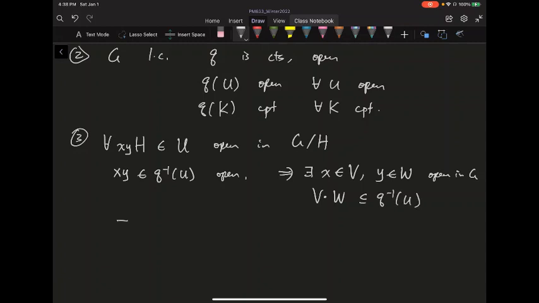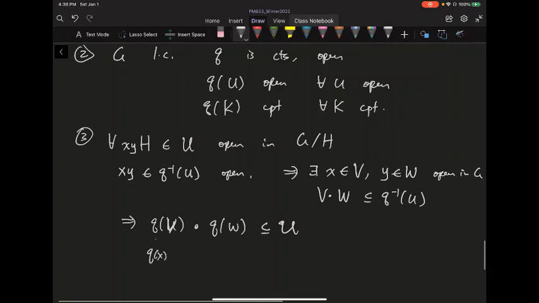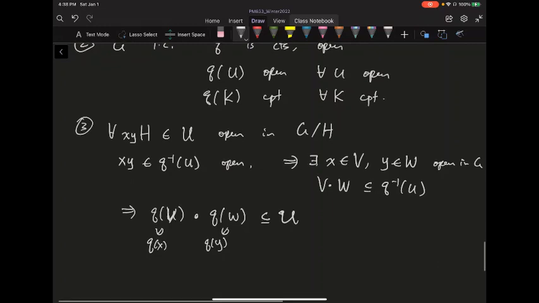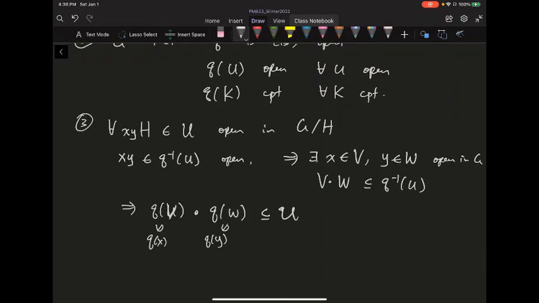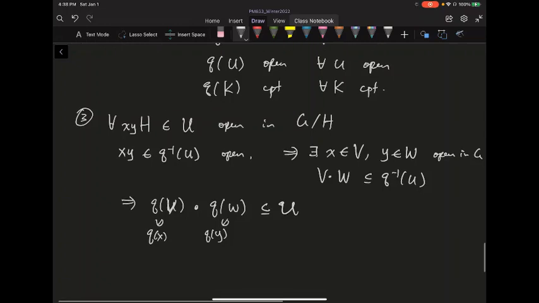Okay. Well, then you can convince yourself when you do the Q of them. So Q of V dot Q of W is going to be contained inside Q of Q inverse U, so that's going to be inside this U again. And clearly Q of x is inside Q of V, Q of y is inside Q of W. So there you go, it's continuous. You can do the same for the inverse, it's basically the same thing. All right, so let's finish the proof that if you have a normal subgroup, you take their quotient group, that's going to be a topological group again.